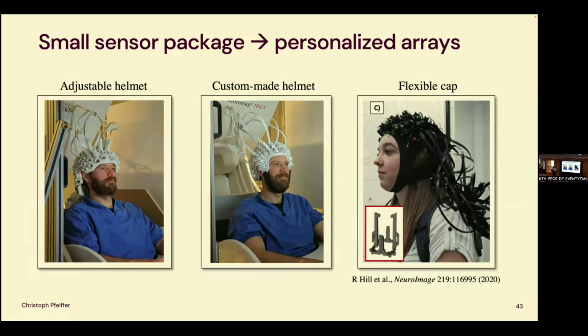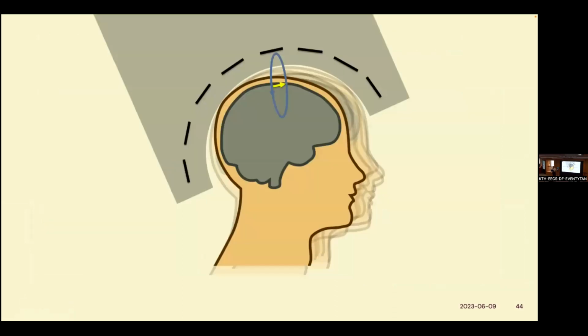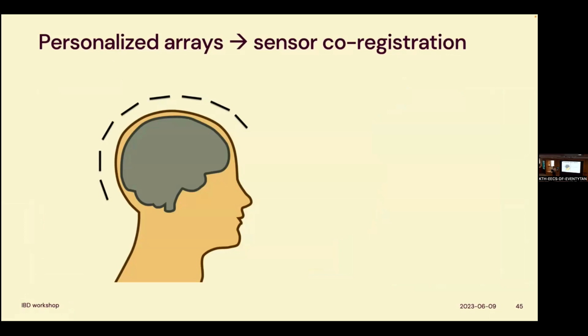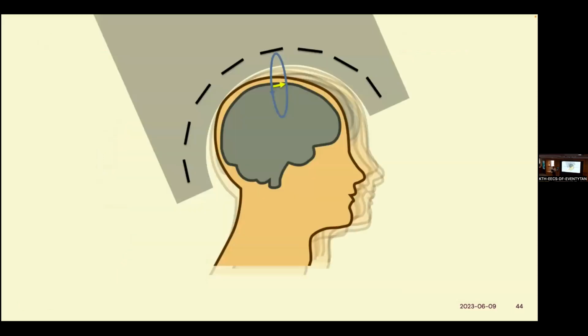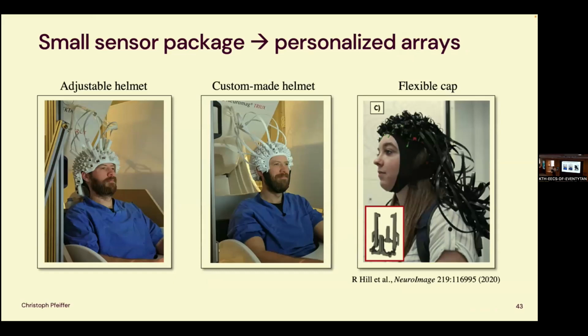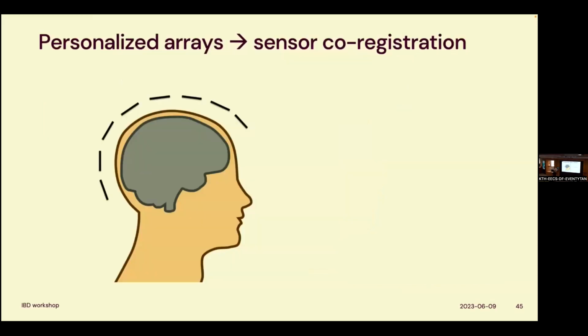In all of these systems, you have the problem that you have to figure out where the sensors are relative to the head. So generally, this is a problem in MEG. You want to determine where the sources are in the person's head. Basically, you need to determine where the sensors are relative to the scalp in order to determine where the source is in the brain.